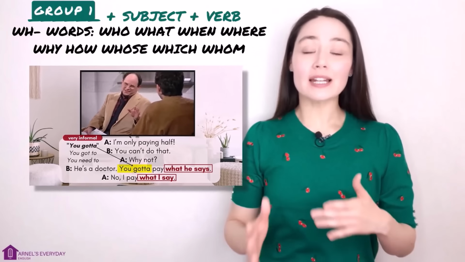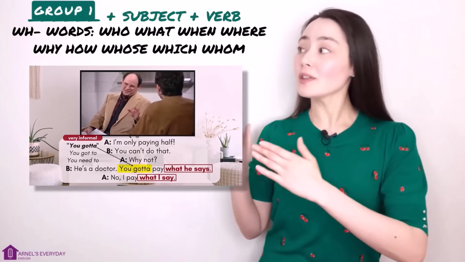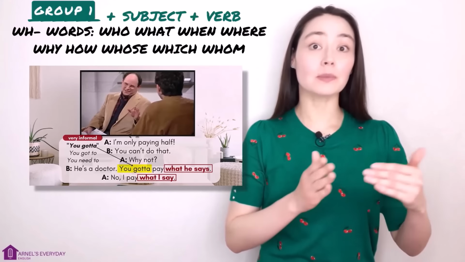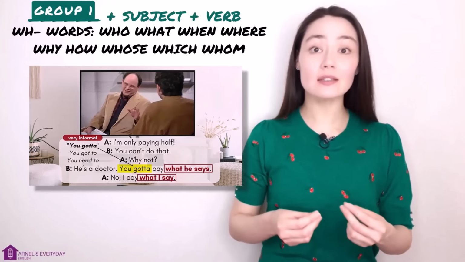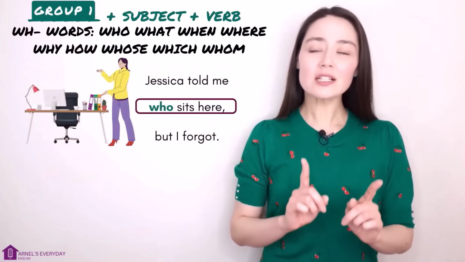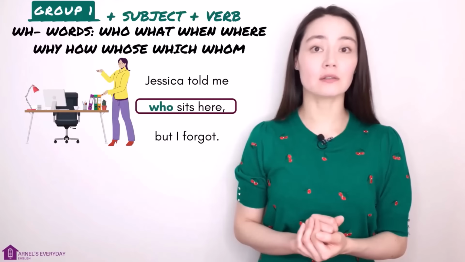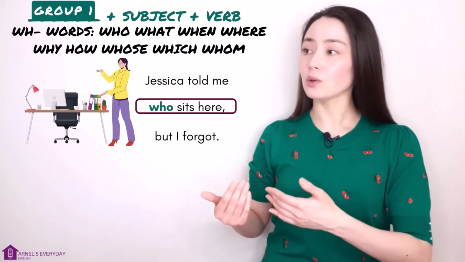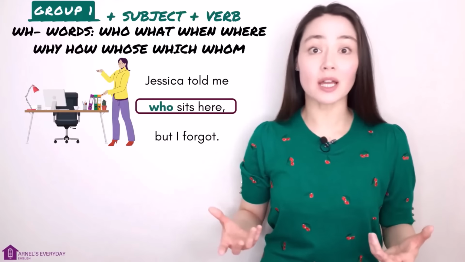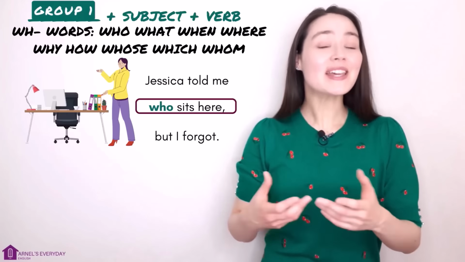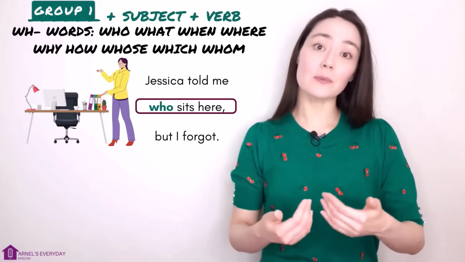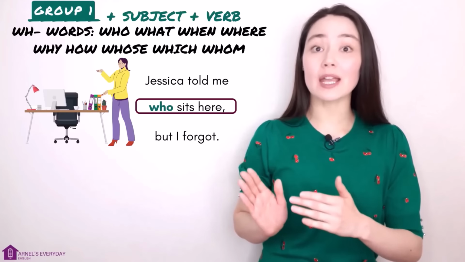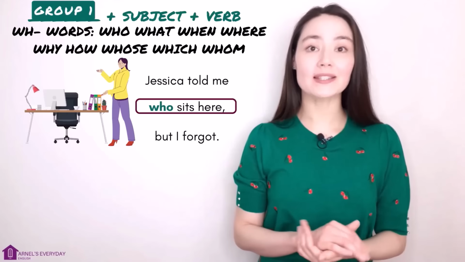Okay, we've looked at a lot of examples with one of these words plus subject plus verb. But sometimes your WH word is the subject. Jessica told me who sits here, but I forgot. Who? Where's the subject? Who is the subject? So remember, usually you'll see a subject and a verb after the WH word, but not always.